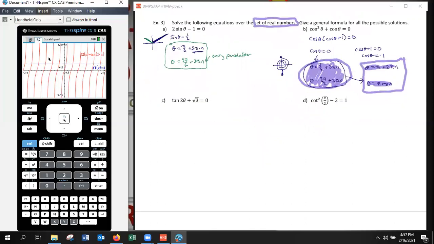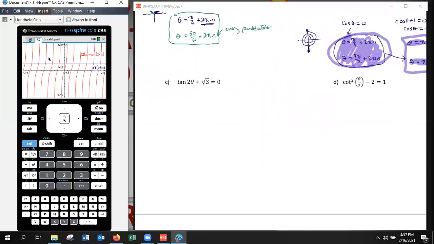All right, moving right along. First thing first, tangent of theta equals the negative square root of 3. So where does my slope equal the negative square root of 3? That would be in those two quadrants. So first, it's negative square root of 3. We say 2 theta is going to equal 2 pi over 3, and 2 theta equals 5 pi over 3.